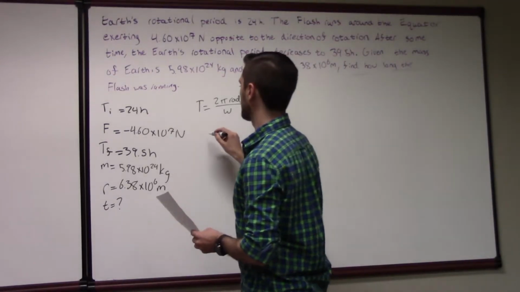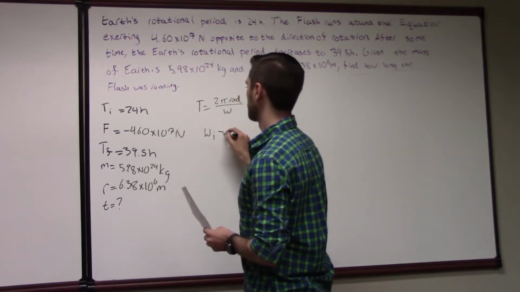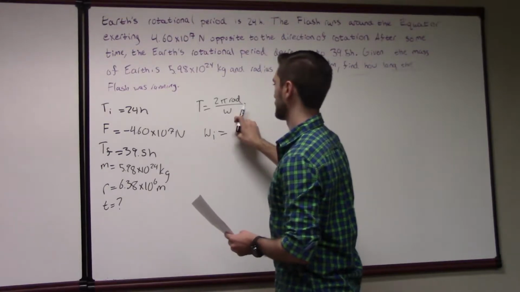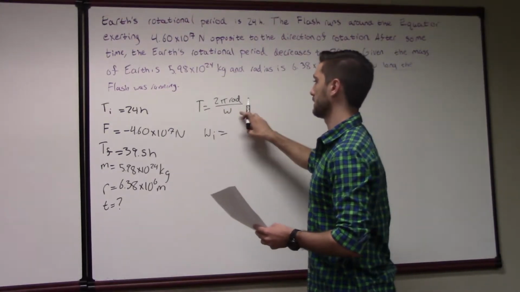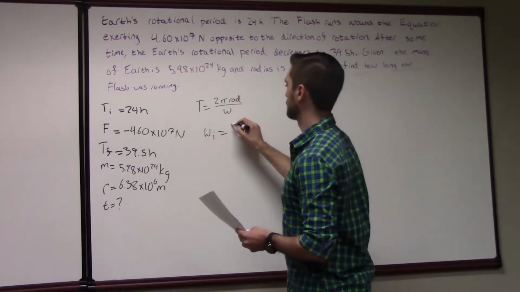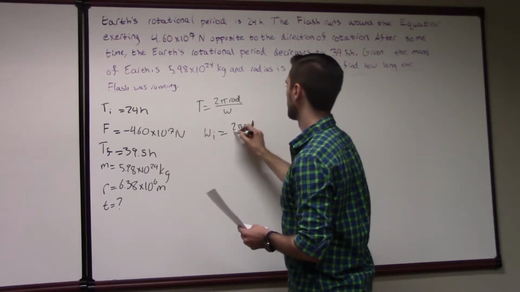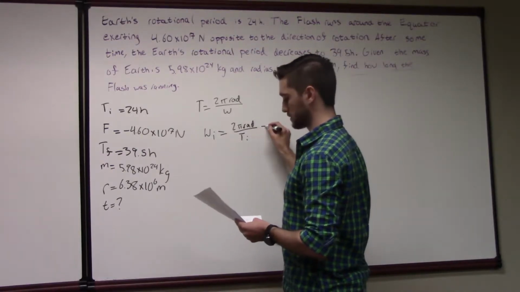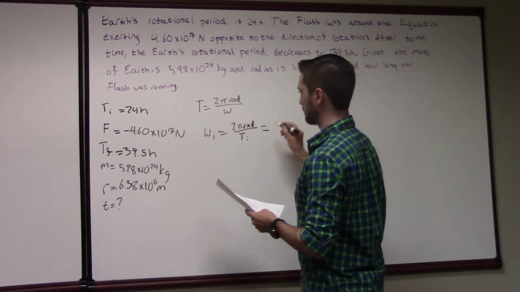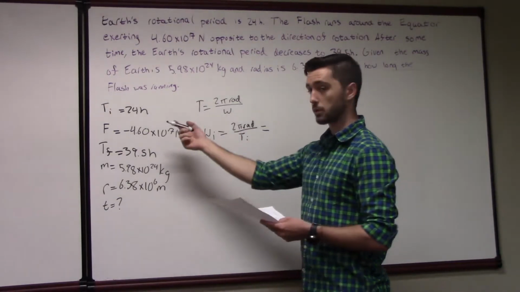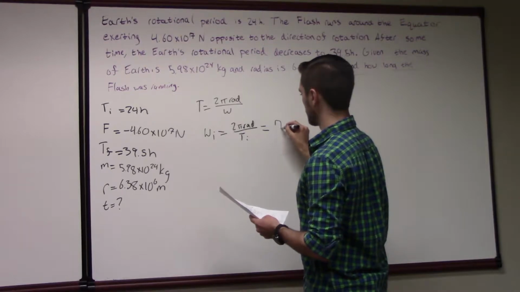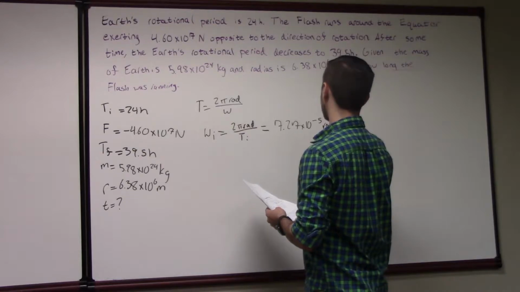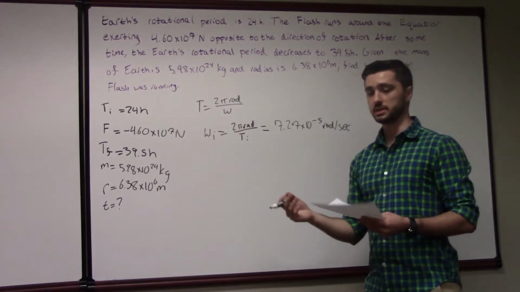So I'm going to rewrite this as omega I for the velocity initial is going to be, and all I'm doing is rearranging here. I'm going to divide by T and multiply by omega. So this becomes 2 pi radians divided by T initial. Okay? And this is going to be equal to, if we plug in what we know for Ti and we convert this to seconds, we get that it is 7.27 times 10 to the negative 5th radians per second, because we want our units of angular velocity to be in radians per second.